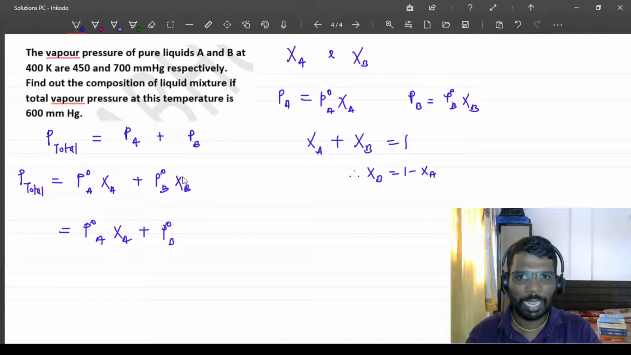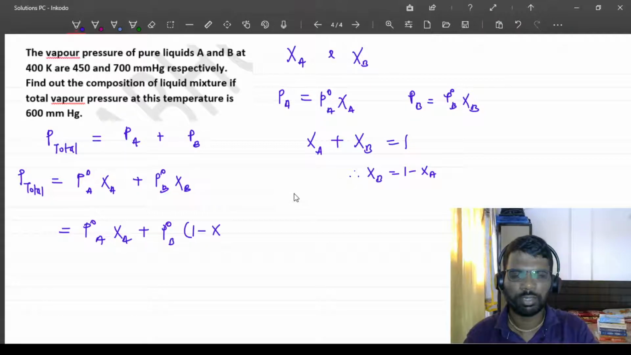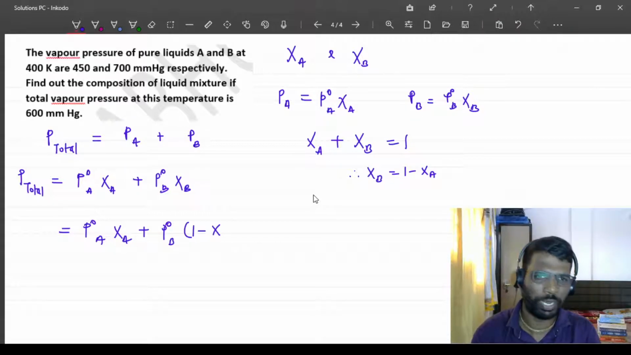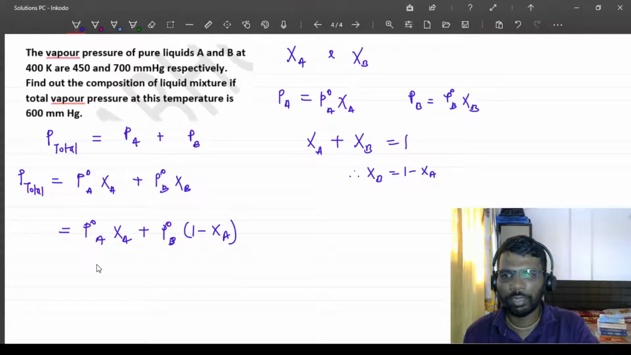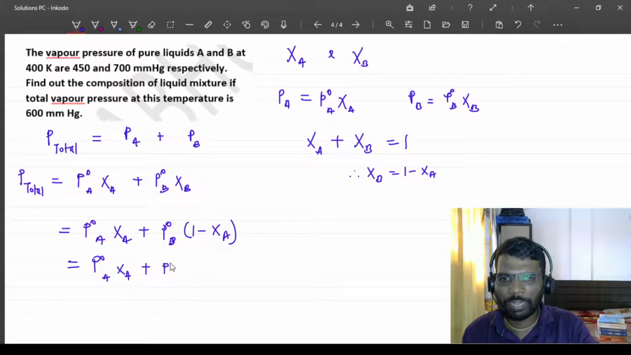So here chi B is there. I am writing that in terms of 1 minus xA. I'm using the terms chi and x; it is one and the same. You can use xA and xB, so let's use xA and xB because that will be more convenient. So 1 minus xA it could be written. If I open this, I'm coming to the final expression. Okay, so this is P naught A xA, open the bracket, P naught B minus P naught B xA.